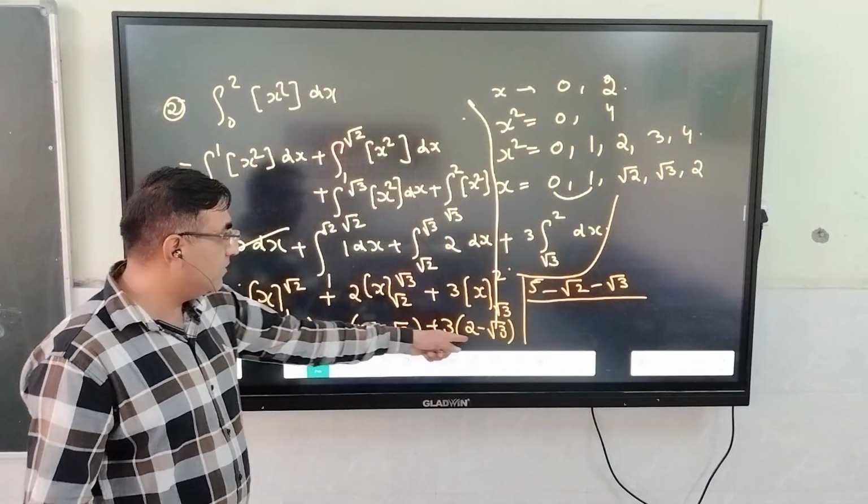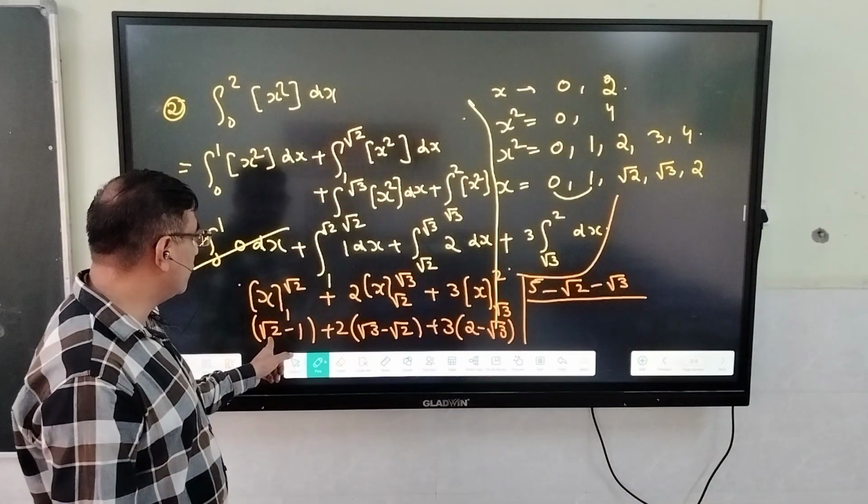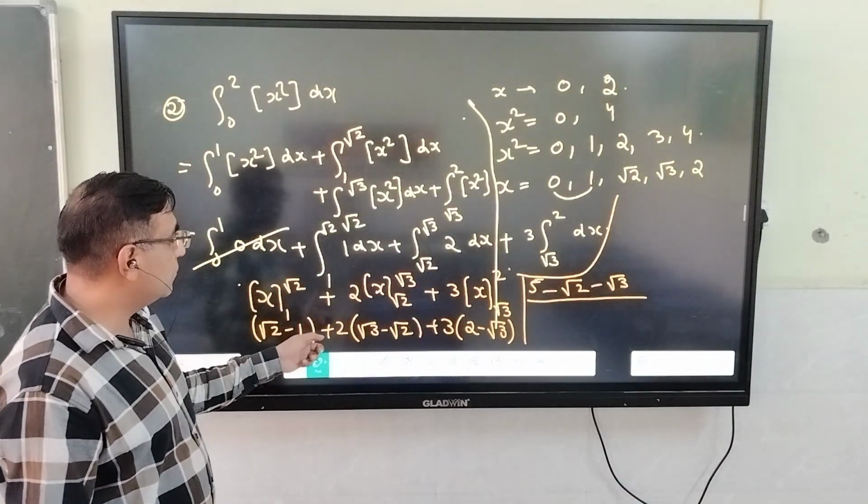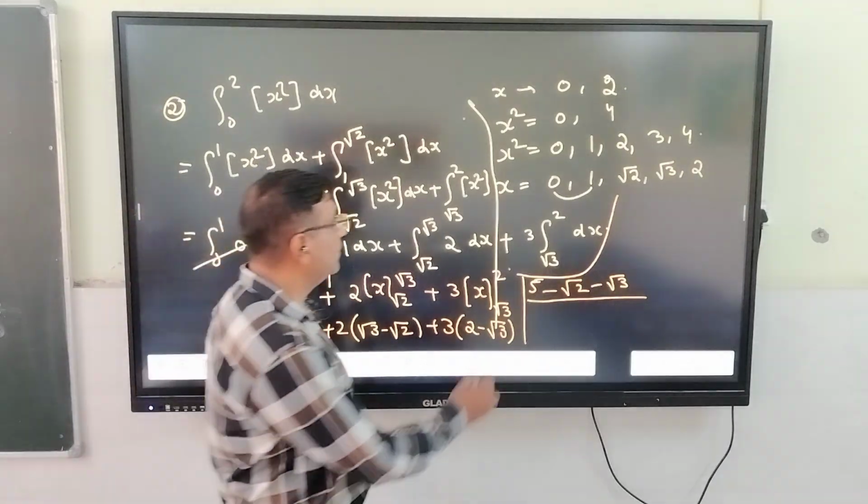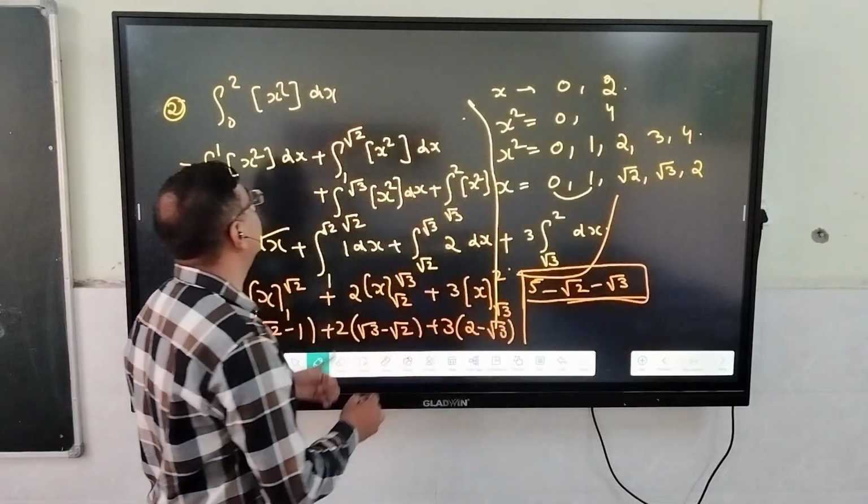Right? 2 root 3 minus 3 root 3 becomes minus root 3, root 2 minus 2 root 2 becomes minus root 2, and 6 minus 1 gives 5. So this is a little bit difficult. This question I am asking you.